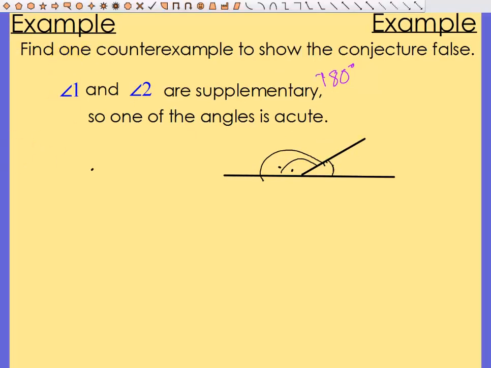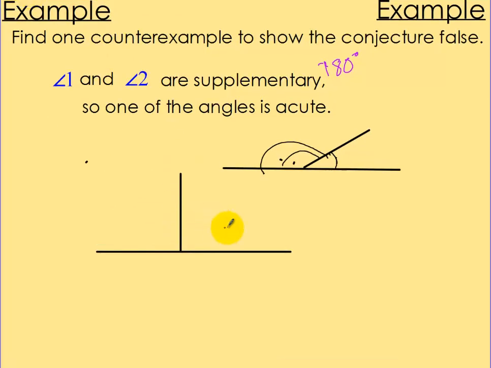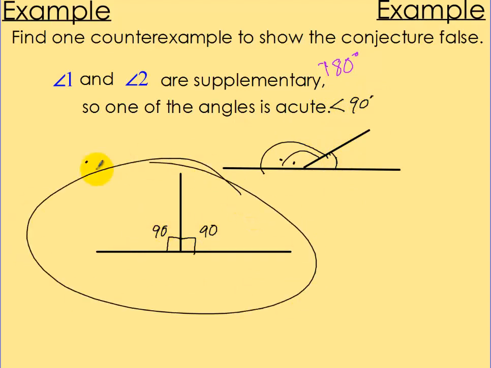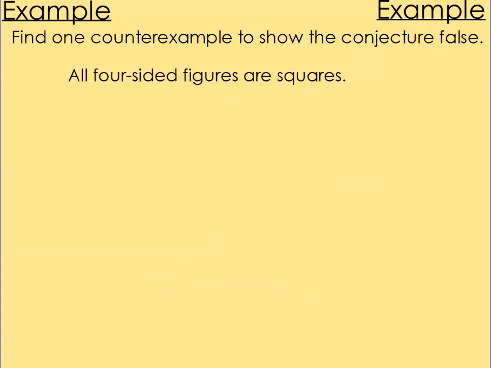But wait, that's not true. You've got to think, in what case is that not true? It's when both angles are 90 degrees, because two 90-degree angles add up to 180 degrees. But they are not acute, because acute is less than 90 degrees. So you could say your counterexample is two 90-degree angles. They are supplementary, but they are not acute.